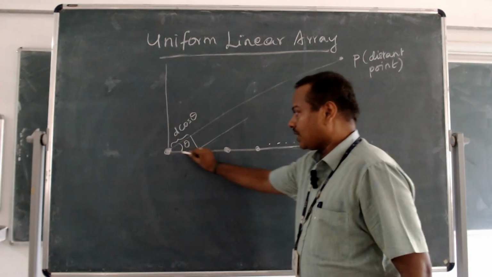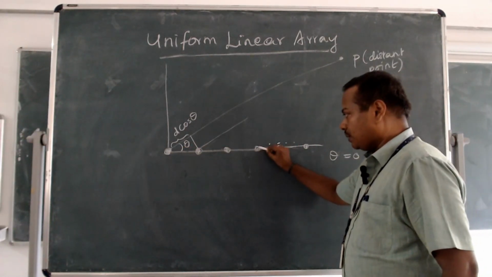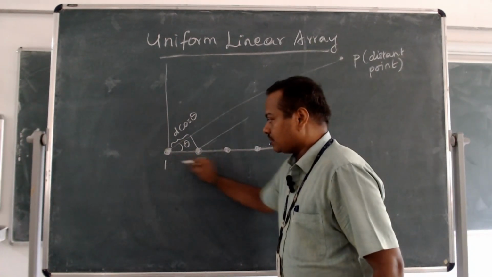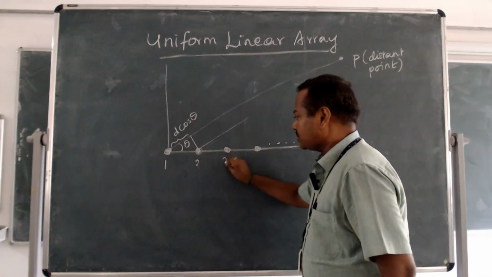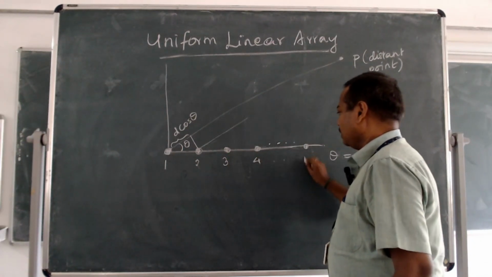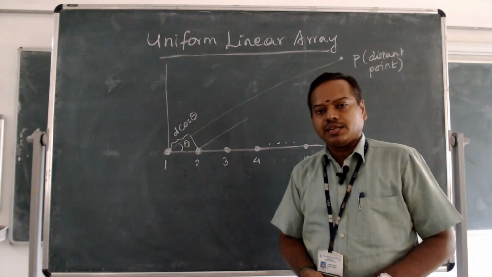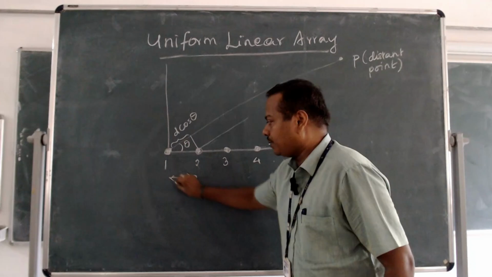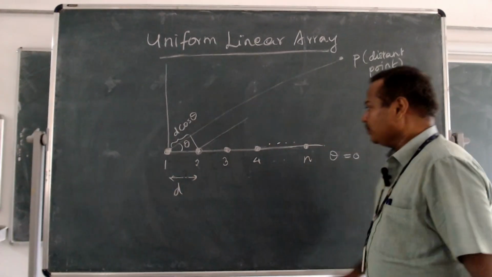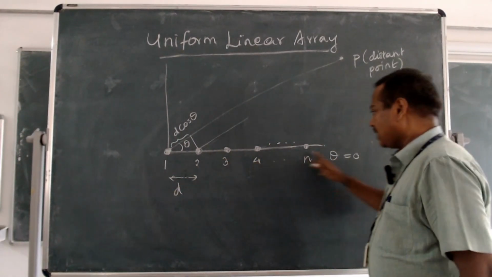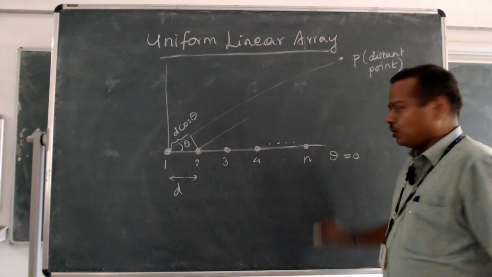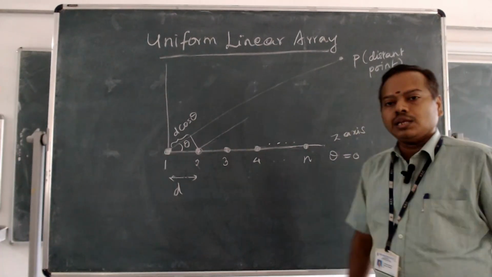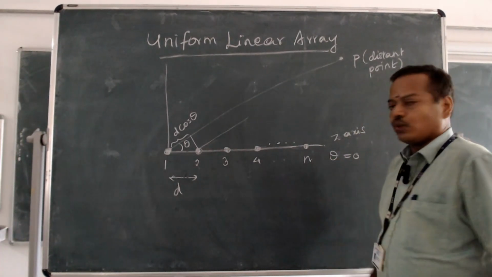So we are arranging the individual isotropic elements in a linear array like that, and there are n number of elements. These are the element numbers. So we have n number of elements arranged in a straight line, and this is called a uniform linear array. The spacing between the successive elements is the same, small d, and the elements are arranged along the axis theta equal to 0. This theta equal to 0 indicates the z axis.